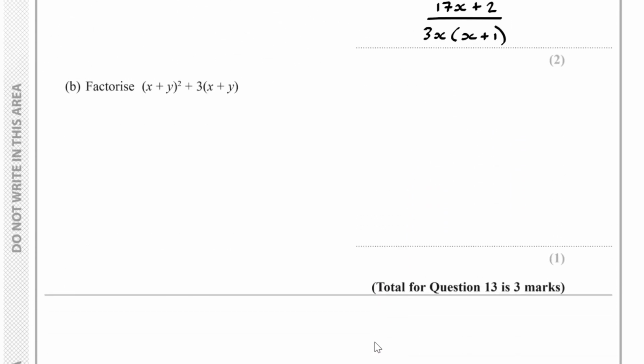And now for part B, we have to factorise (x plus y) all squared plus 3 lots of (x plus y). The way we can do this is to recognise that x plus y is a common factor. So we have x plus y, and if I multiply this by x plus y, this will get me the (x plus y) squared, and if I multiply x plus y by 3, we end up with 3 lots of x plus y. So this is our factorised expression.